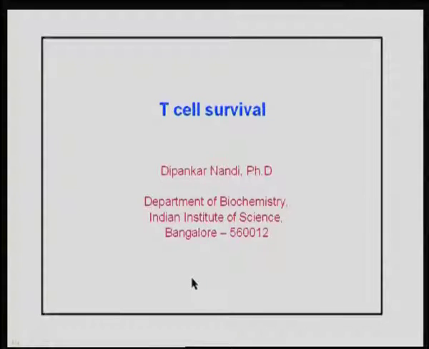Okay, for today's class, we will be looking into different aspects of T cell survival. What this means is, what are the pathways involved in T cell survival, and which involve, obviously, T cell death, because survival and death are sort of interlinked. So why is this aspect important?